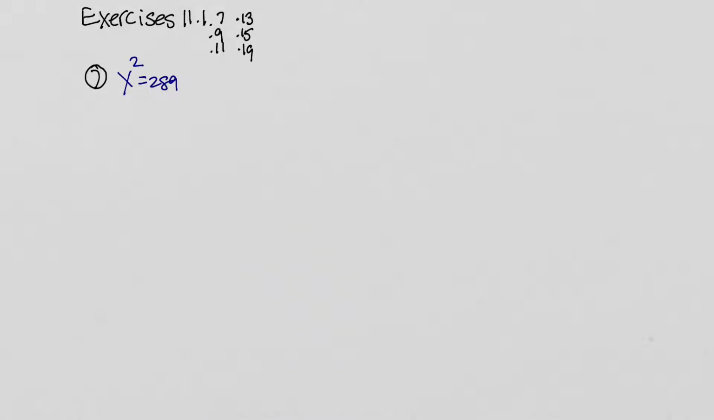So we're going to solve this first one here, number 7, x squared equals 289 using the square root method. So what we're looking for is x. We have x squared, so it seems reasonable to undo the square by taking the square root. Let's do that. Let's indicate what we're going to do here. We're going to take the square root of both sides.